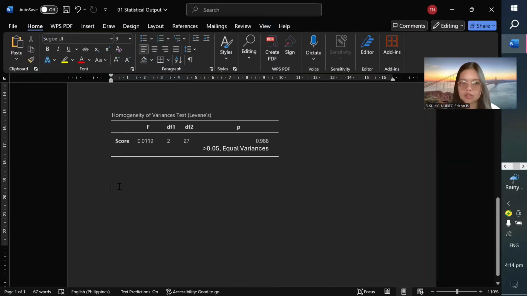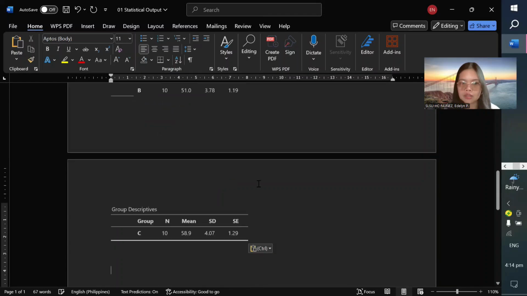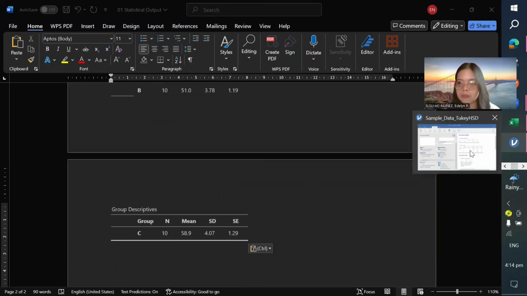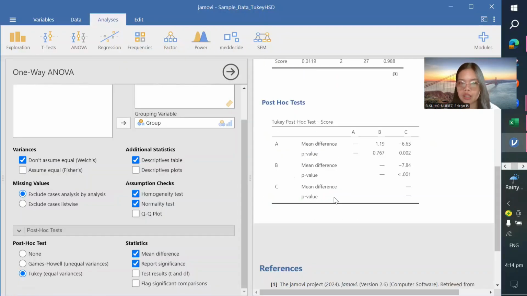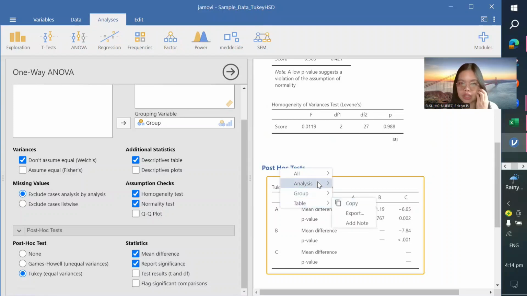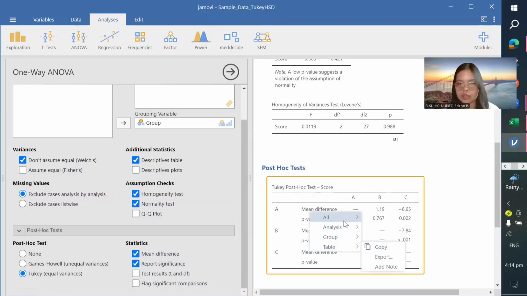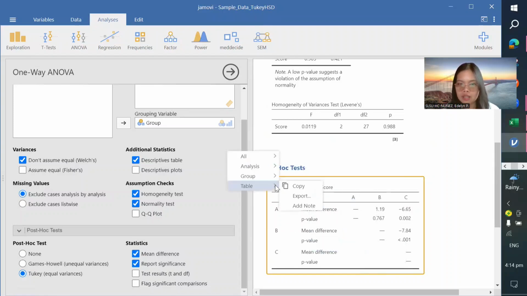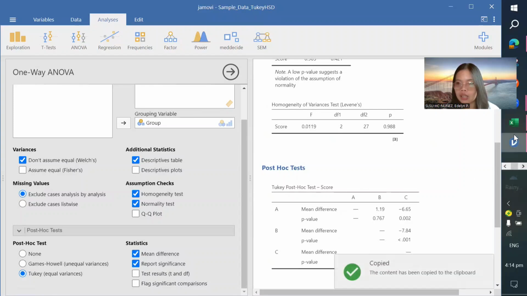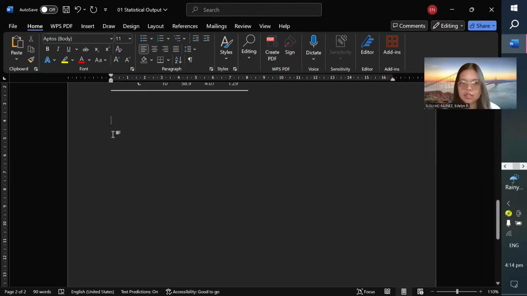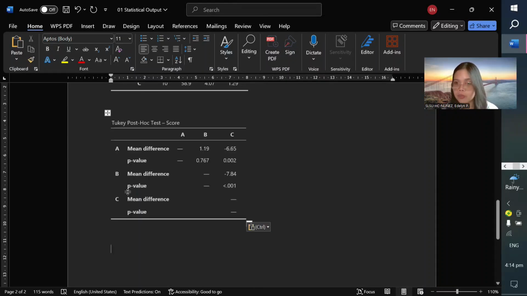We paste it here, the mean. And then you also copy the post-hoc test. All right. So copy and then paste it in the statistical output. So in statistical output, we will be using this one in our manuscript. We will be putting this one in the appendices.